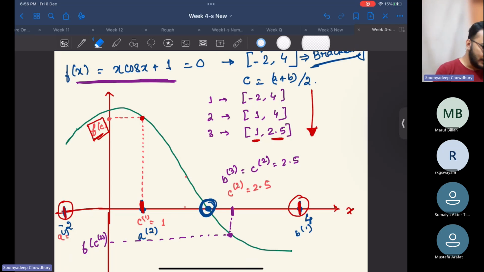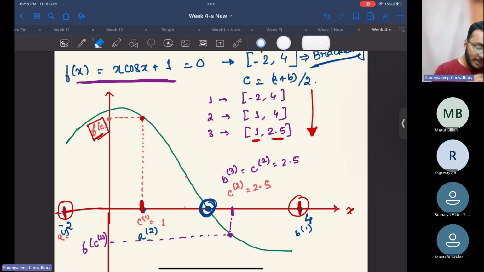See here, initially my first interval was minus 2 to 4. At minus 2 my functional value is positive, whereas at 4 my functional value is negative. So that means that yes, my root can lie between minus 2 and 4.